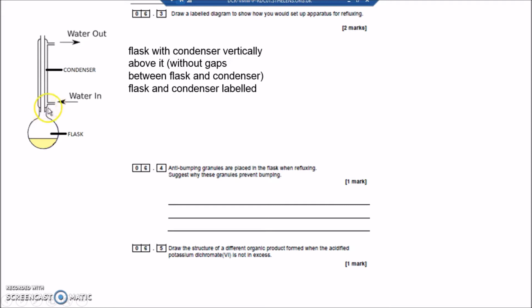You also need no gaps here, so you can see how it's drawn with the condenser coming down, and maybe some kind of bung in here, but no gaps between the flask and the condenser, otherwise the gases would escape either side. Anti-bumping granules are placed in there. Why? That's to prevent large bubbles from forming.